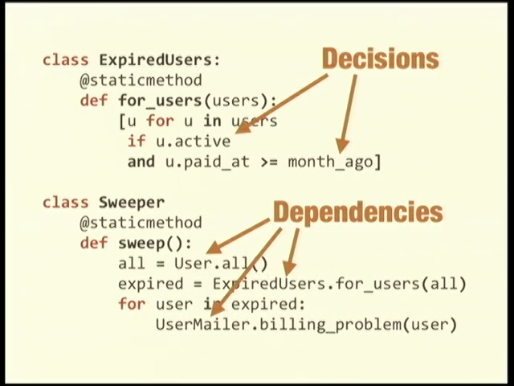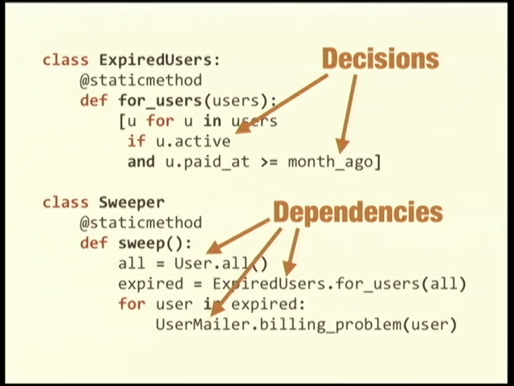And that difference is that expired users contains all the decisions in the system. It decides, is someone active? Has someone not paid in the last 31 days? And based on those two, is someone late? The sweeper contains no decisions, but it contains all the dependencies.